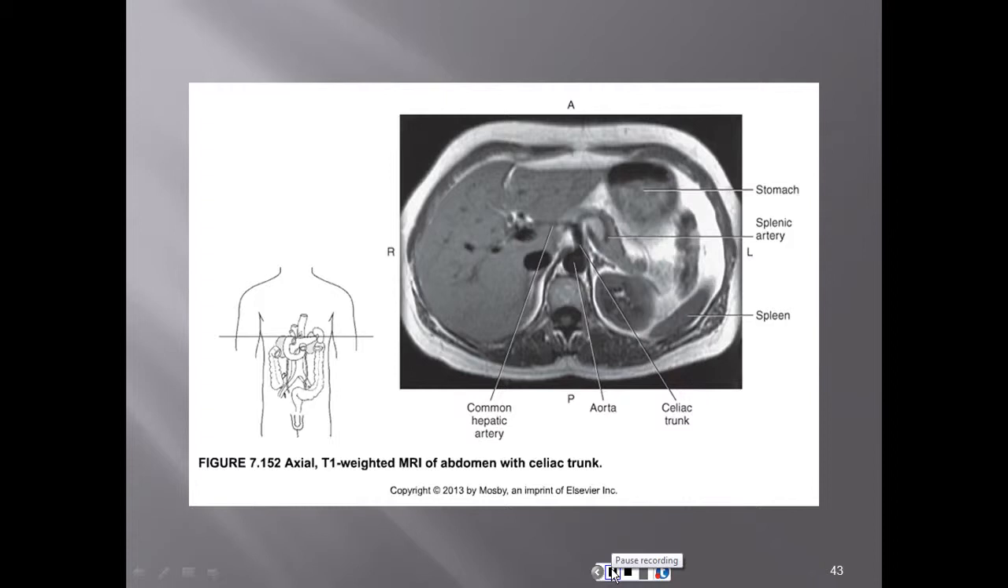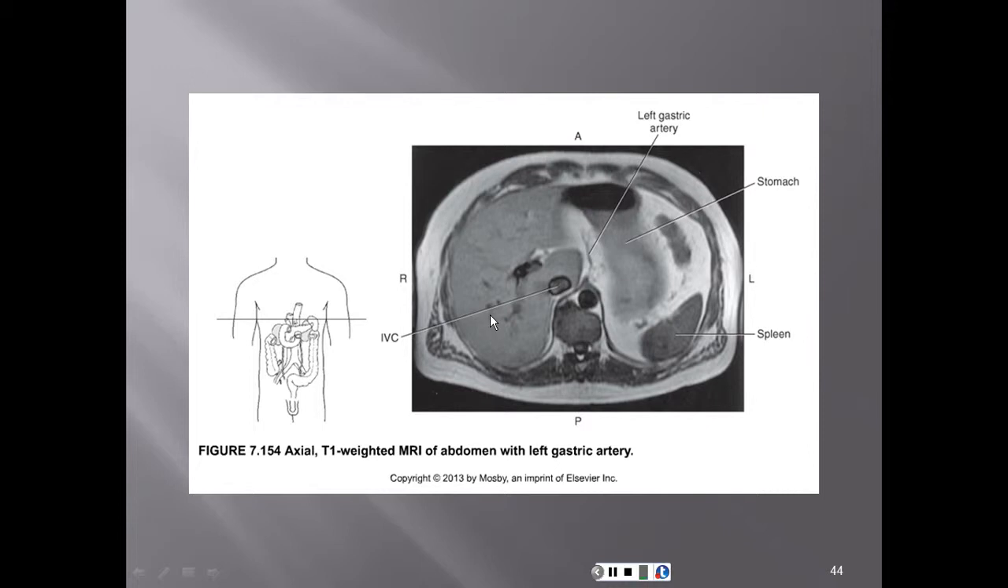Axial T1 weighted MRI of abdomen with the celiac trunk. Again, we see the celiac artery coming off of the aorta as it passes through the diaphragm. Liver, IVC, porta hepatis, stomach, adrenal gland. We have the pancreas, pointing to the spleen.